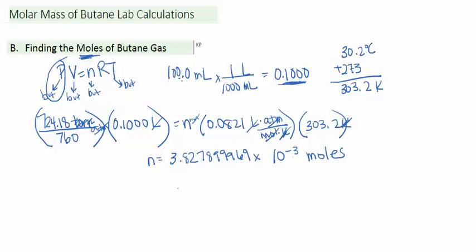Okay, and like I said, if this was my final answer, I would round this to an appropriate number of significant digits, but this is not my final answer. I'm just walking you through the steps. My final answer is the molar mass of butane. So let's go and find that.